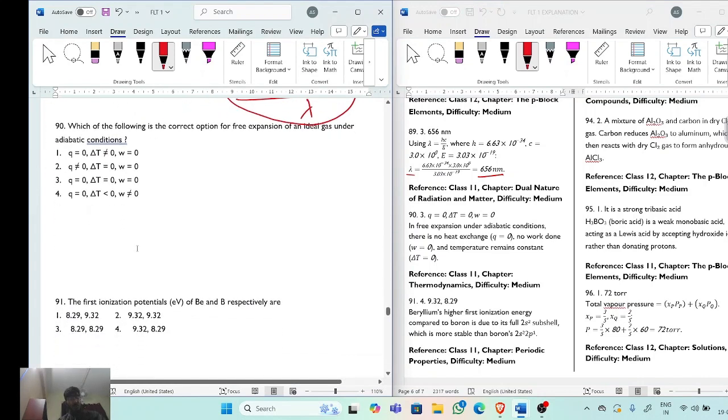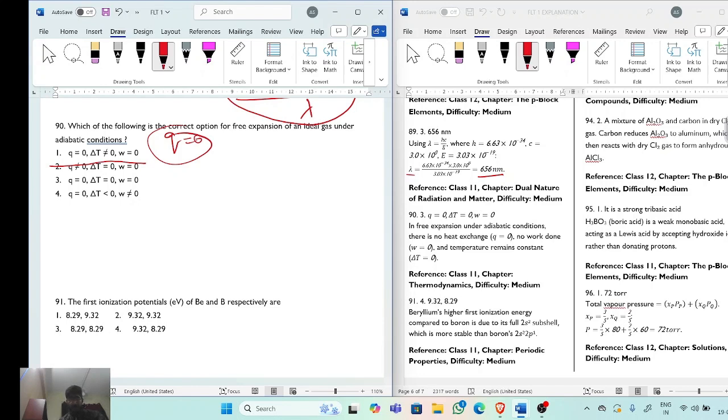Now comes to question number 90. Which of the following is the correct option for free expansion of an ideal gas under adiabatic condition? In adiabatic condition, there will be no heat exchange. So directly we can write Q will be equal to 0. So option number second is eliminated.